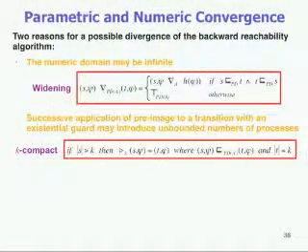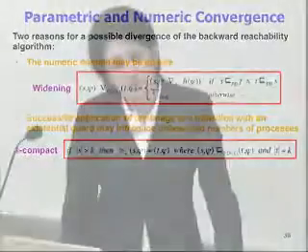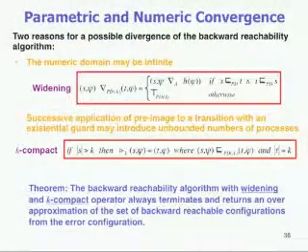So now, using these two widening and extrapolator operators, we have shown the backward-reachability algorithm would terminate, and it always returns an over-approximation of the set of backward-reachable configurations from the error configuration.